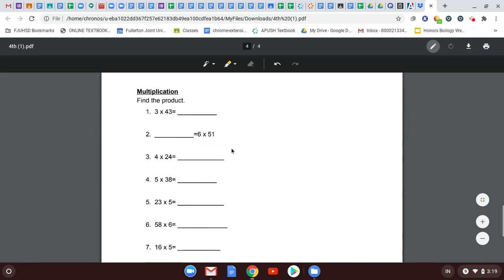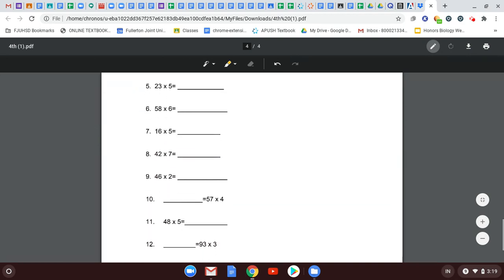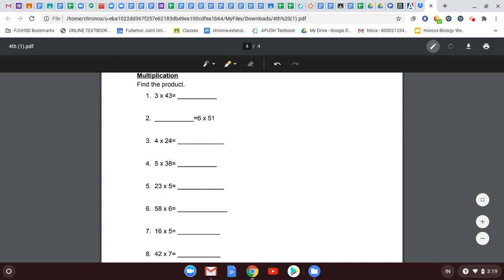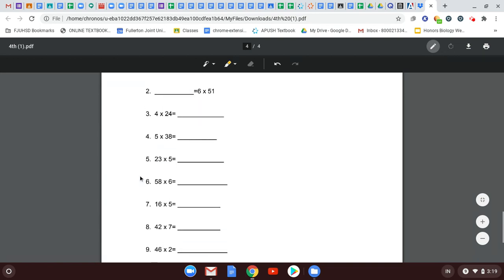Okay. Let's go on to this one. For this page, all we need to do is just multiply. So basically, it's pretty simple. You just need to multiply it. So let's try number 5. Okay, so 22 times 5. You just need to do this. You can do mental math, or you can do this way.